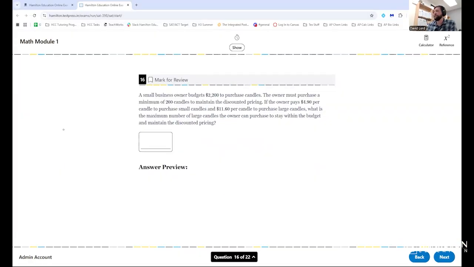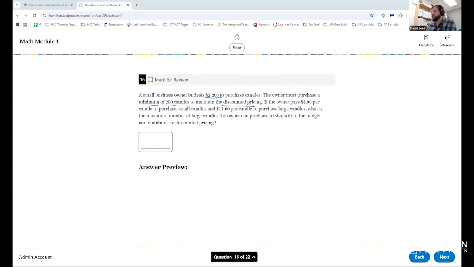Question number 16. A small business owner budgets $2,200 to purchase candles. Well, generally speaking, when there's a budget involved, there's usually going to be an inequality. The owner must purchase a minimum of 200 candles to maintain the discounted pricing.